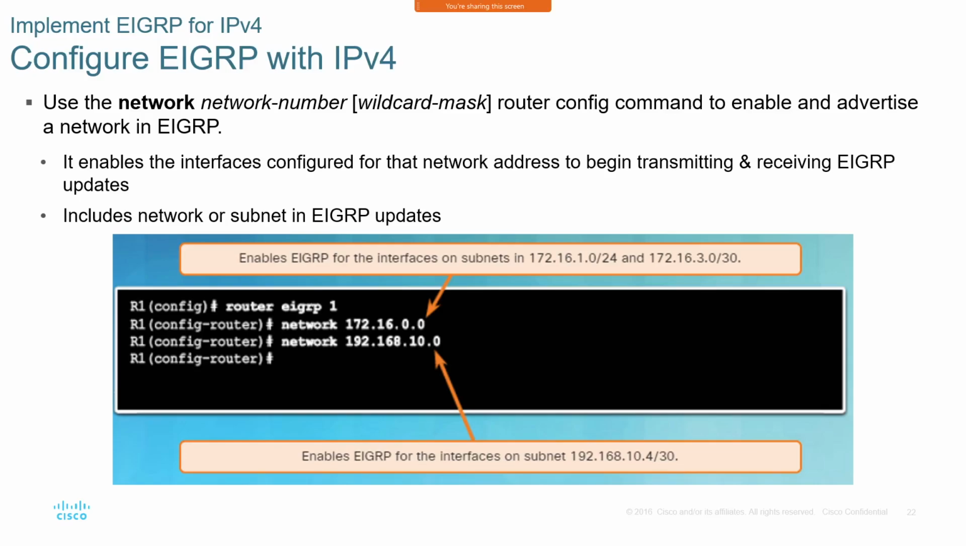And we do that with the command network, and we type in the network address. Now, if we don't include the subnet mask, it's going to match the interface which contains that network address. We can also specify the wildcard mask. This is optional. If we specify the wildcard mask, we actually have something more precise, so we can activate a precise interface.